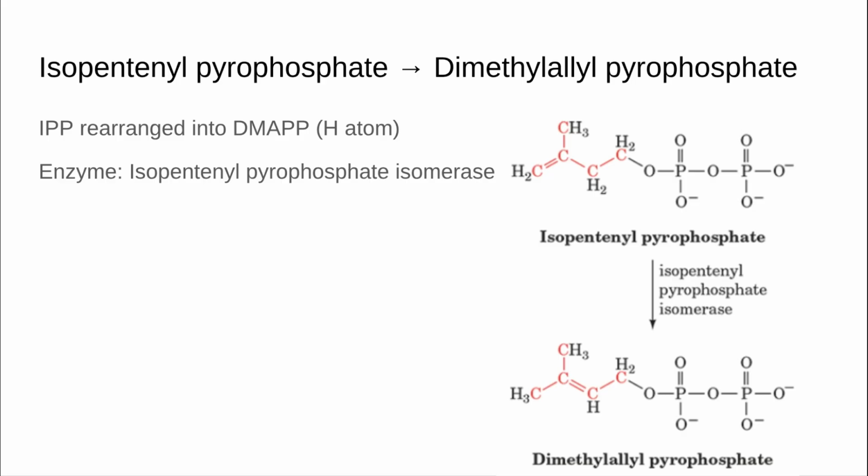Isopentenyl pyrophosphate is then rearranged into dimethylallyl pyrophosphate, and this is really just the rearrangement of a hydrogen atom.